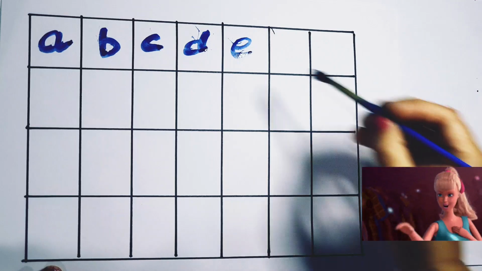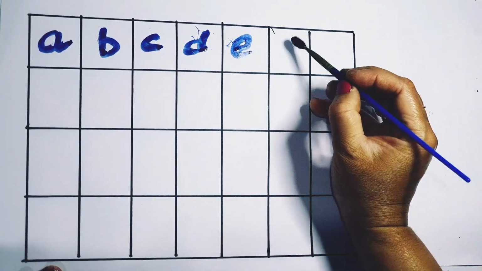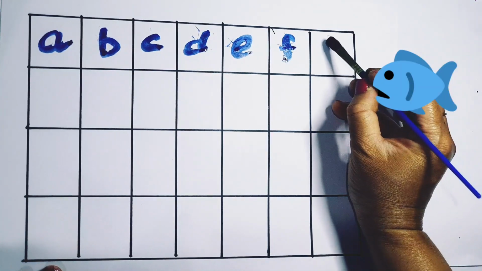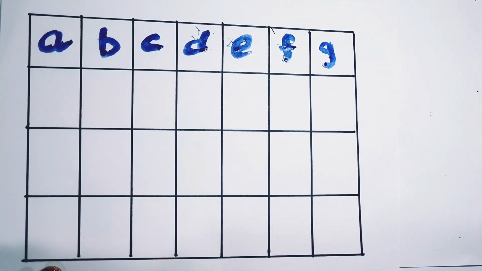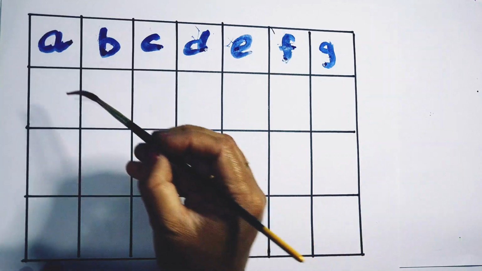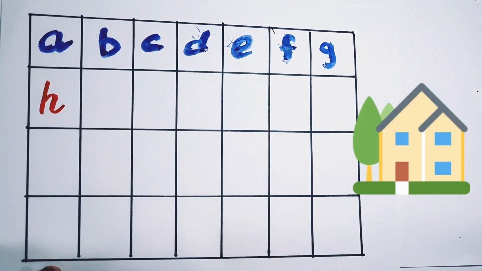E. E for egg. E for eggplant. F. F for fish. F for frog. G. G for girl. G for God. H. H for house. H for home.